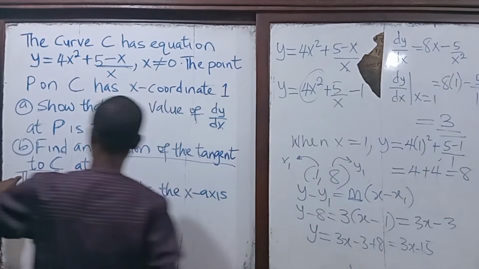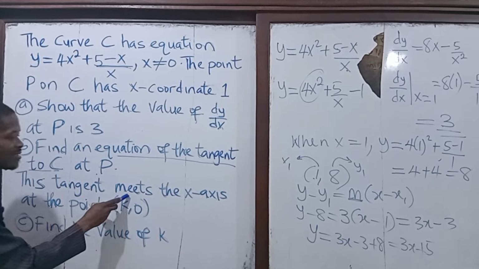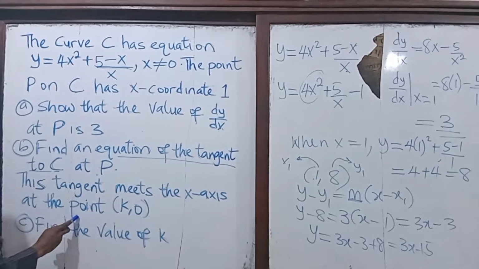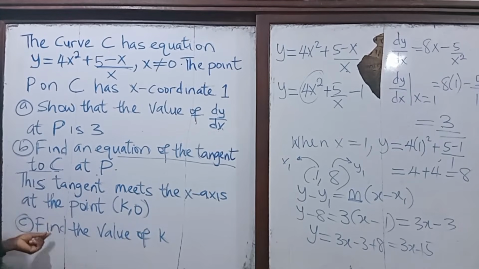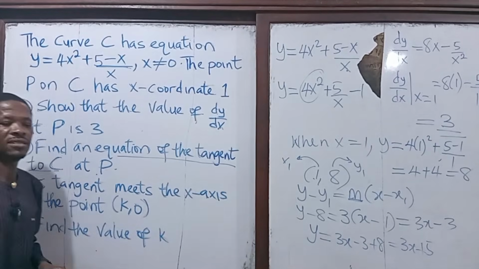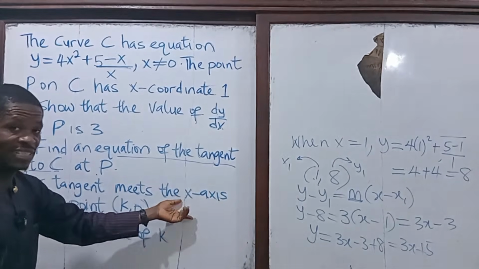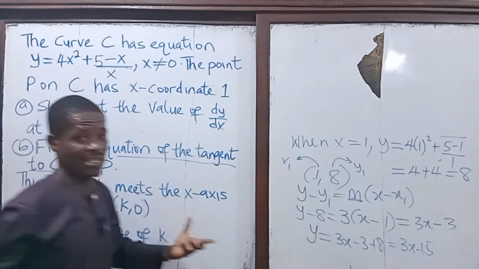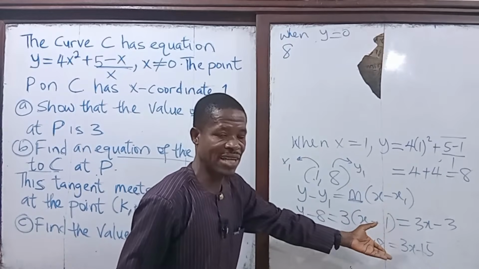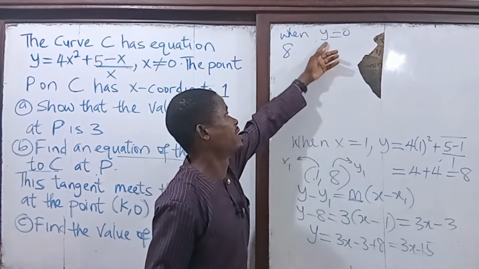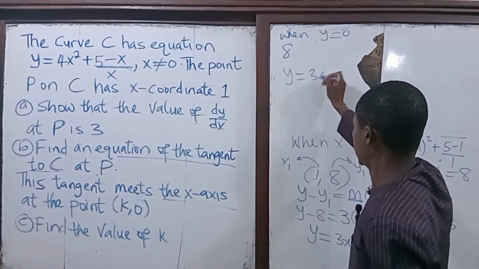Then we have the C part. The tangent meets the x-axis at the point k, 0. Find the value of k. If the tangent meets the x-axis, it implies that y is 0. When the tangent meets the x-axis, y will be 0. So you just write the equation of tangent, which is this, 3x plus 5.